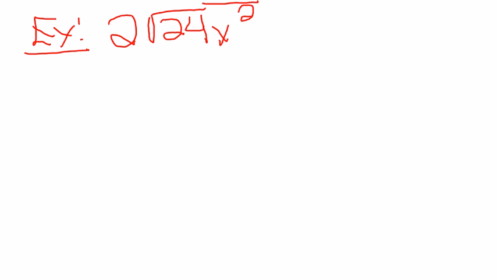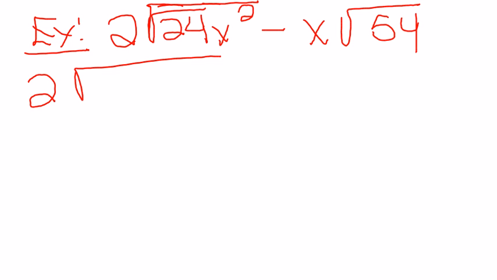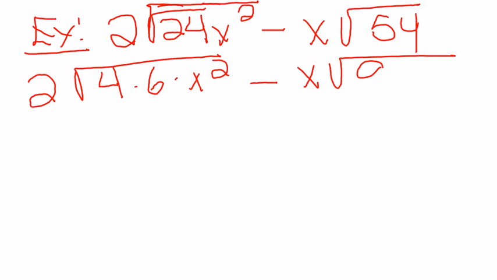Last but not least, we'll just do one more example. We don't want the video to be too long. I have 2 square root of 24x squared minus x square root of 54. Again, as is, they're not like radicals, but I definitely can break these down a little bit more. So I'm going to have 2 square root of 4 times 6 times x squared minus x square root of 9 times 6.